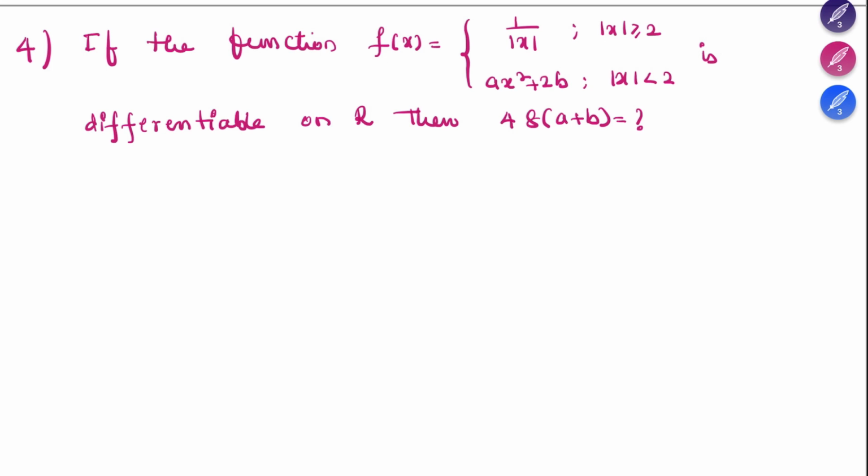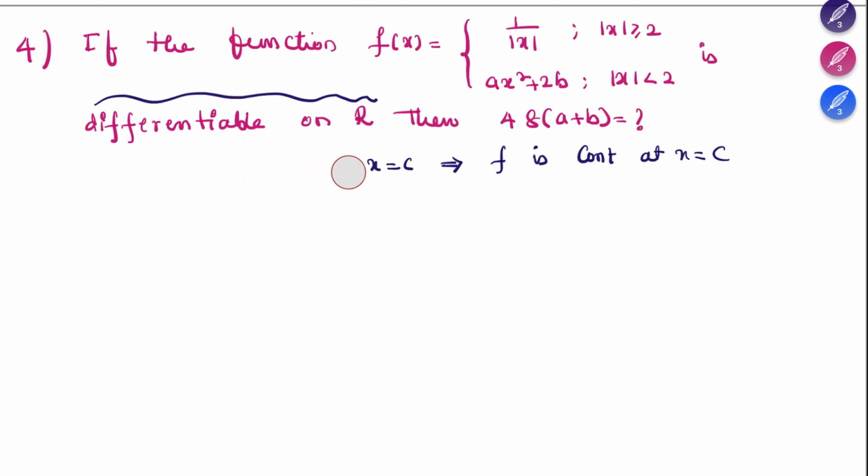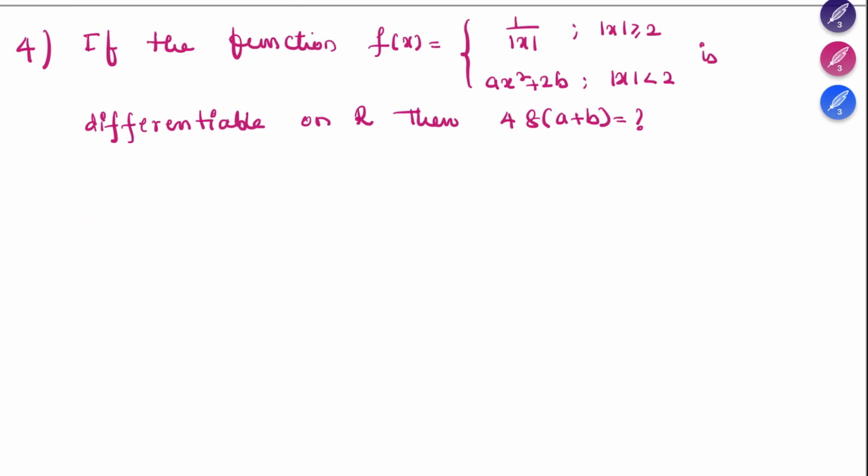So we have a property that if f is differentiable at any point, then f is continuous at the same point, continuous at x equal to c. So this is the first key point of this problem. If f is differentiable, then f is continuous. We know that every differentiable function is always continuous. So here it is given that f is differentiable on R. Therefore, it gives us the information that f is also continuous on R. Okay, so that is the first point we are going to use to solve this problem. f is continuous on R also.